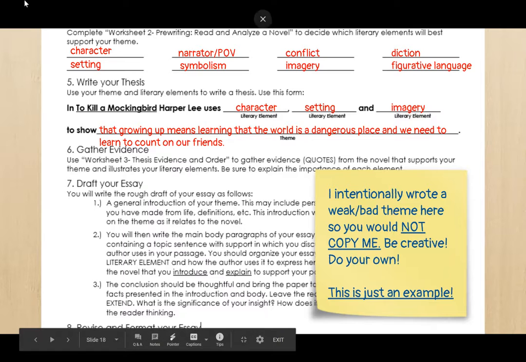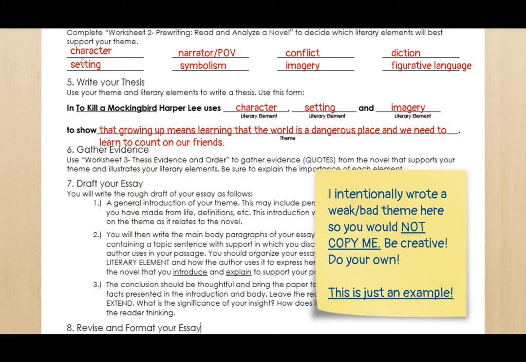So you completed worksheet 2 and you came up with all of your literary elements that you think you saw a lot in that passage. And then you chose the ones that you thought were the best, and those are the ones you're really going to focus on in your essay. And then you wrote your theme right here, and you're thinking about your passage, you're thinking about the novel, and then this is going to be the thesis of your essay.